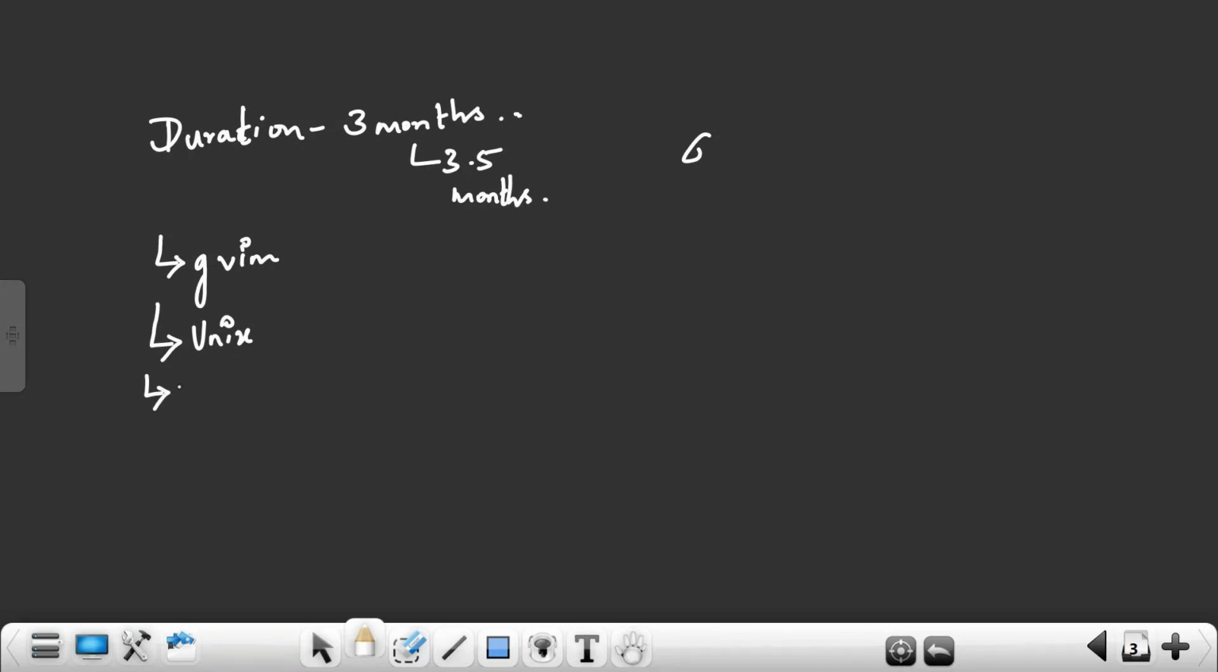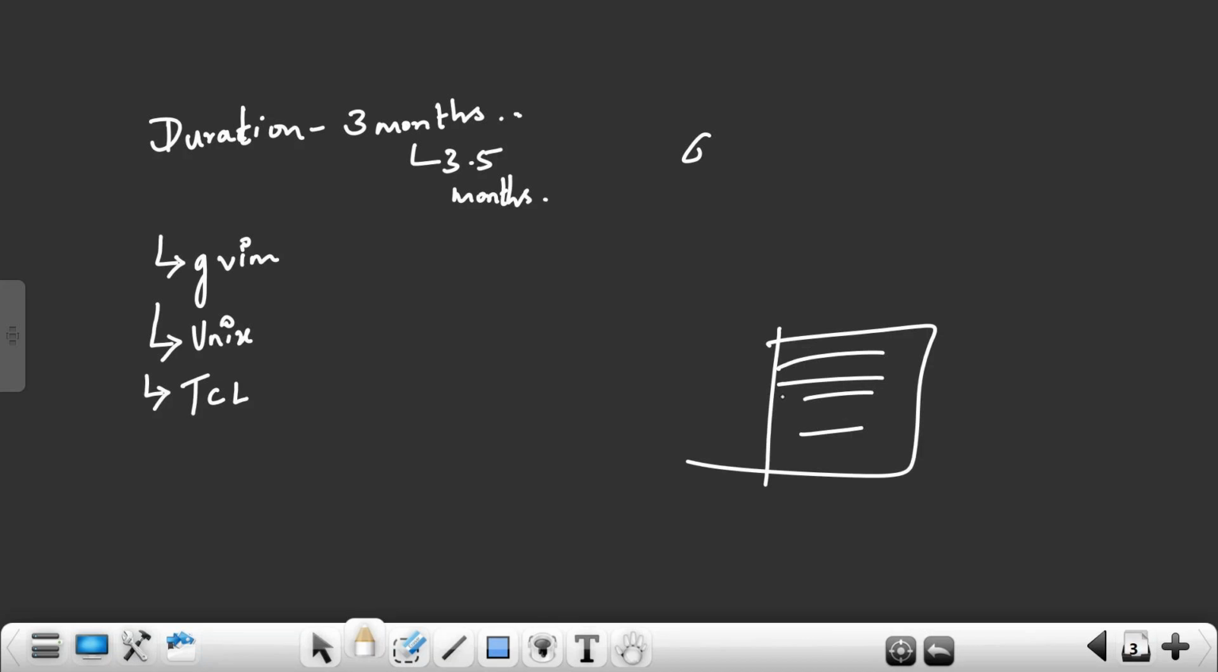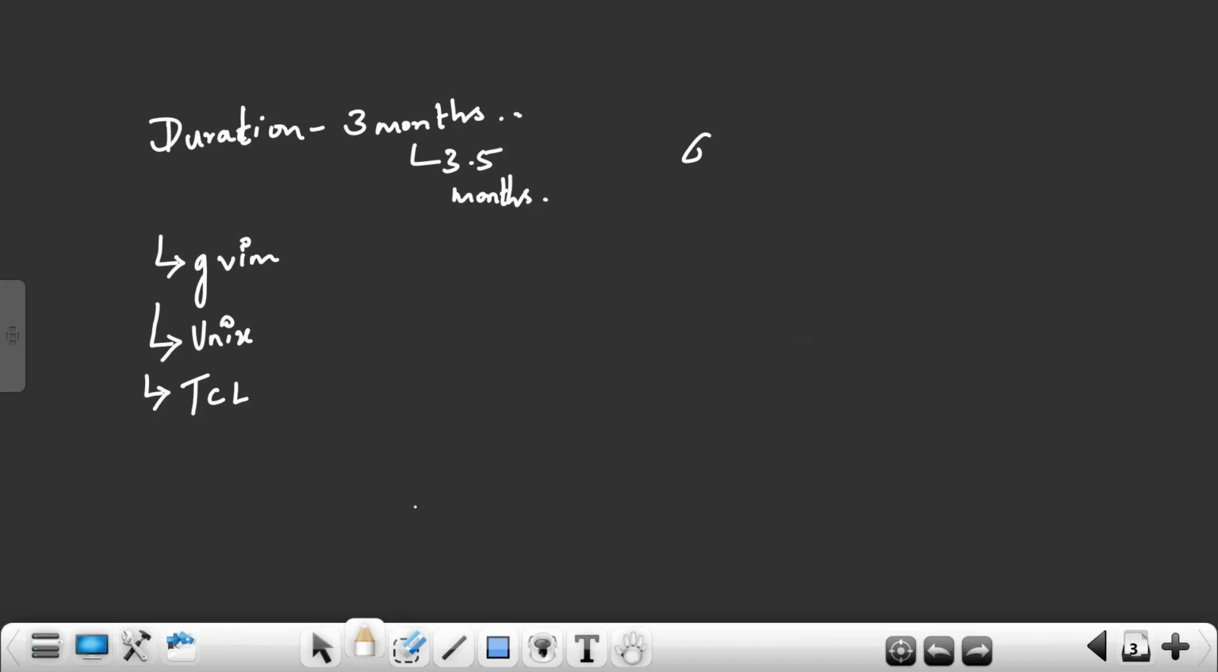You should be knowing about TCL, tool command language. What is the set command, what is the puts command, what is the foreach loop, like that. How to access a file, how to do file operations. If you have a file with lines, how to read each line from the file and how to do operations on those lines. So you should be knowing file handling in TCL.